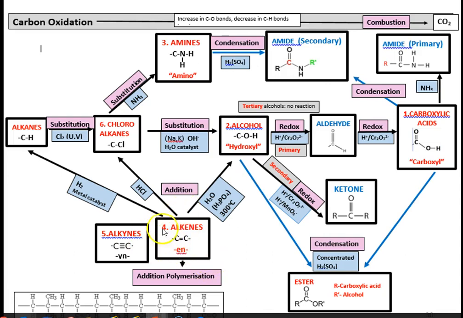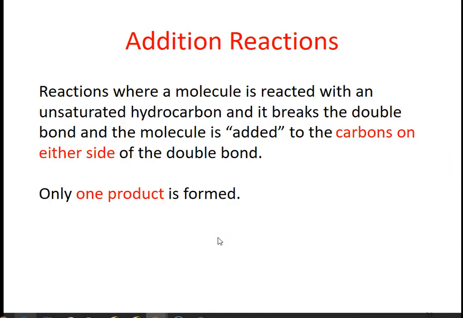Okay, so now we're doing alkenes over here. Okay, so these reactions with an alkene. Alkenes are where a molecule is reacted with an unsaturated hydrocarbon, alkene, and it breaks the double bond and the molecule is added. That's why they're called addition. You're just adding them. So you add something to one carbon and something to the other carbon on either side of the double bond. And you only make one product. So you add the alkene and whatever it is that you're reacting together and you make one thing.